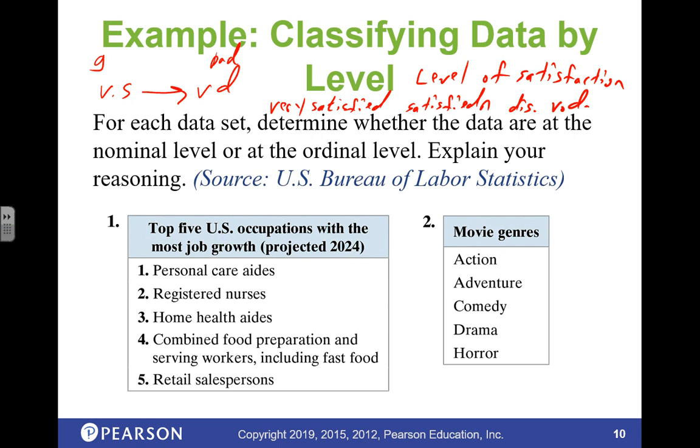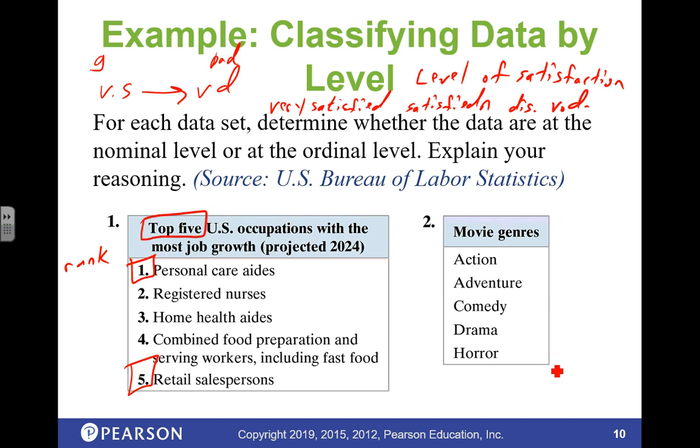They want us to look at these two sets of data and determine which of these is nominal, which of these is ordinal. So the first one, if we look at the top 5 U.S. occupations with the most job growth, the first one is personal care aide, then registered nurses, then home health, combined food preparation and serving workers, and then retail salesperson. So these are the top 5. There is a ranking here. This is the top ranked. This is the lowest in the top 5. So the order does matter here.